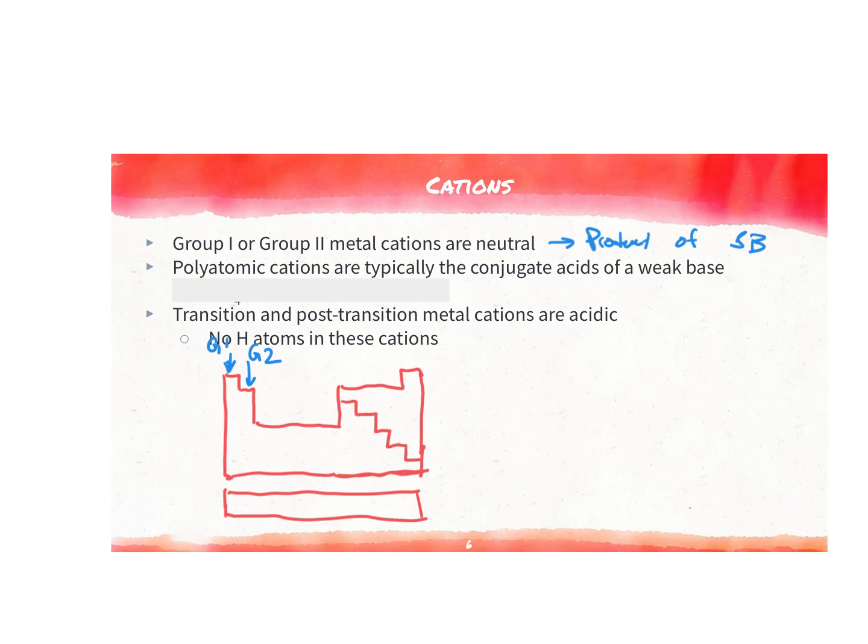Polyatomic cations are typically the conjugate acids of a weak base. And so what this essentially means is something like NH4 plus. It is a polyatomic cation, the conjugate acid of a weak base, and those are typically acidic.